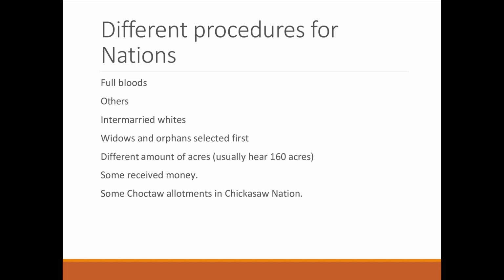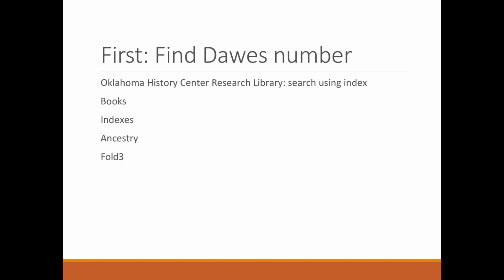And this may seem really complicated, but there's a method to the madness. It's still complicated, but there is a method, and you can find these allotments. So the first thing we're going to do is find the Dawes number, so you know you have the right homestead.